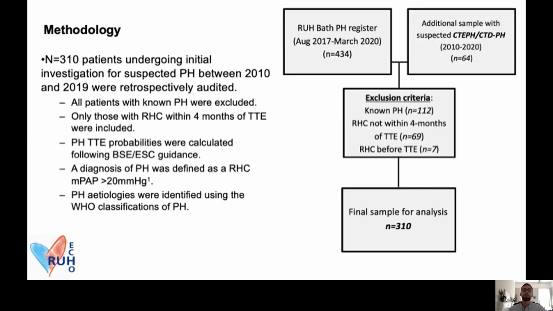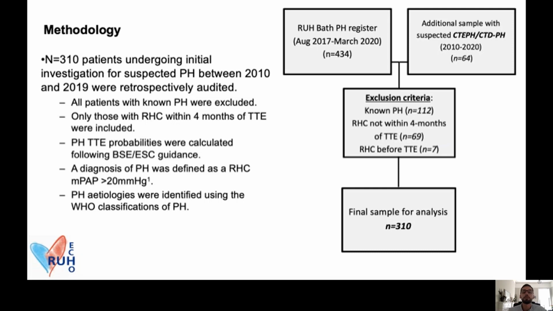A sample of 310 patients undergoing initial investigation for clinically suspected PH between 2010 and 2019 were retrospectively audited. All patients with known PH were excluded, and only those that had a right heart catheter within 4 months of TTE were included. PH-TTE probabilities were calculated following BSE ESC guidance.